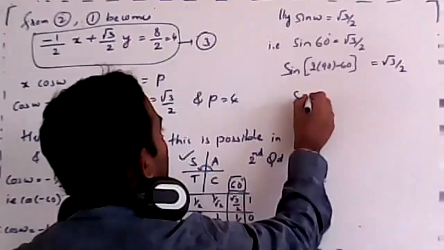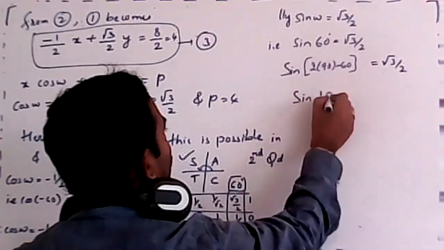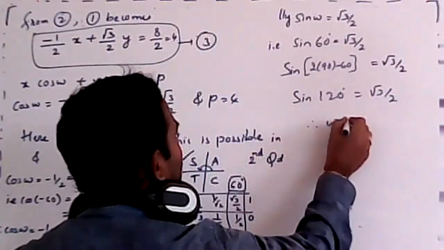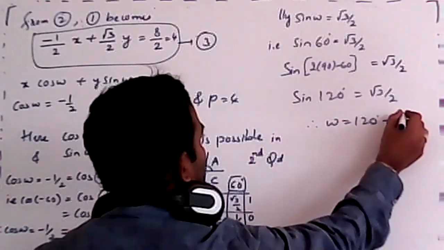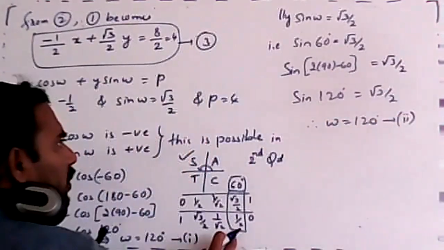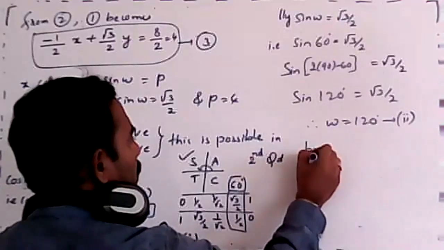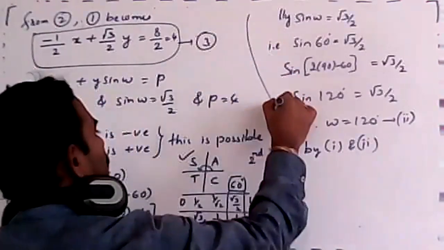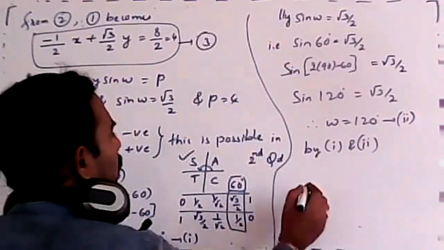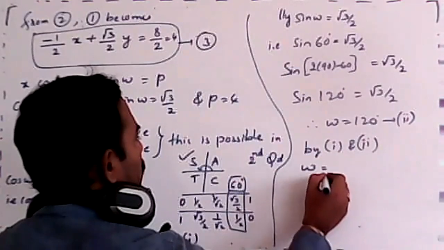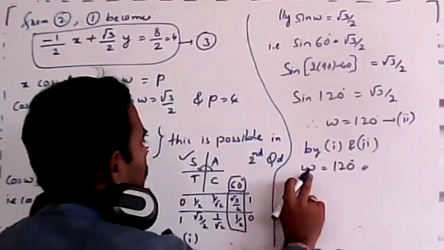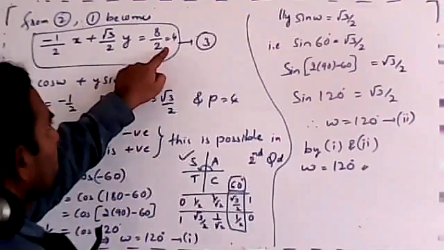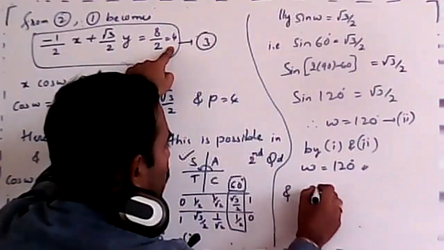Therefore, sine, how much is it? Sine 120 degrees is also nothing but root 3 by 2 only. Therefore, omega is equal to 120 here also. See, both I have got the same, right? By 1 and 2, understanding? Omega is equal to how much? 120 degree. Theta angle is what? 100. They're asking length. Length is how much now? P. And P is equal to 4.